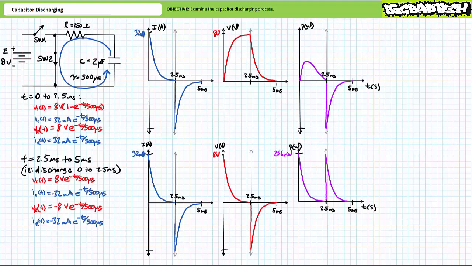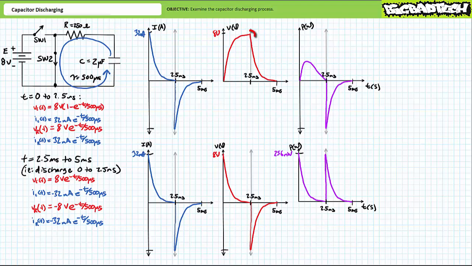Let's examine power delivered to the capacitor during the charging phase first. At t equals 0, current flowing into the capacitor is relatively high at positive 32 milliamperes. However, voltage across the capacitor is 0 volts. Instantaneous power delivery at the beginning of the charge phase is 0 watts. That makes sense because at t equals 0, nothing has really happened yet, but the stage is being set.